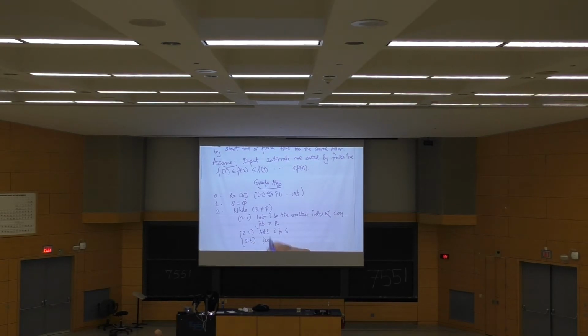I should delete I from R because I've put it in, so I've definitely handled this. And not only that, I should actually delete every guy that overlaps with I also. Okay? So delete all j in R that conflict with I.